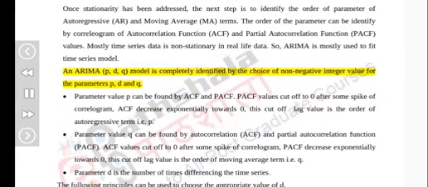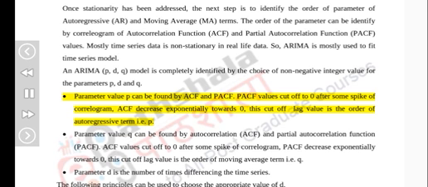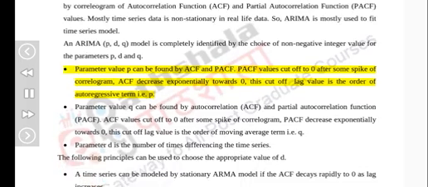An ARIMA (p, d, q) model is completely identified by the choice of non-negative integer values for the parameters p, d and q. Parameter value p can be found by ACF and PACF. PACF values cut off to 0 after some spike of the correlogram, while ACF decreases exponentially towards 0. This cutoff lag value is the order of the autoregressive term, i.e. p.